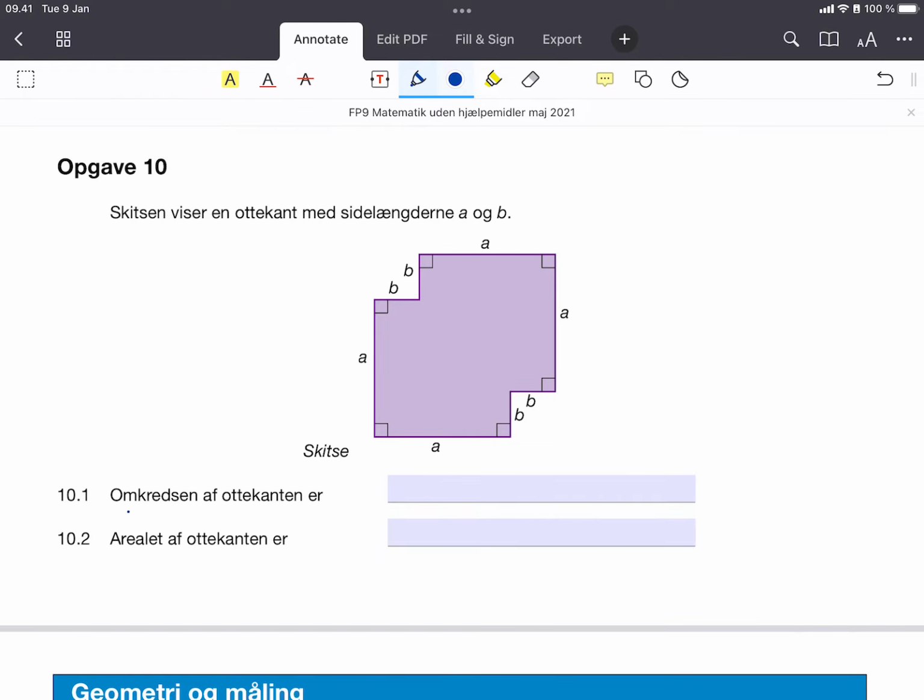So first of all, you've got to work out the omkreds, which is the perimeter of the octagon, so the distance all the way around, in other words. So you've got an A, a B, and a B, an A, an A, and a B, and an A, and a B, and a B. So you've got 4 A's and 4 B's. 4A plus 4B.